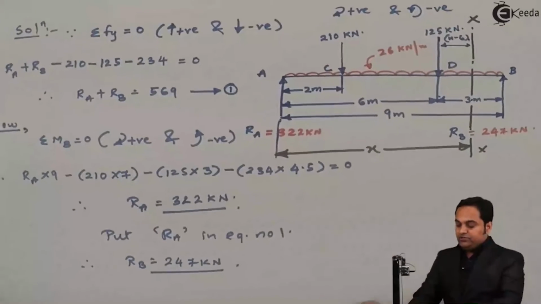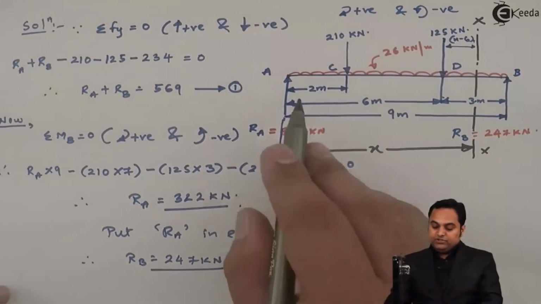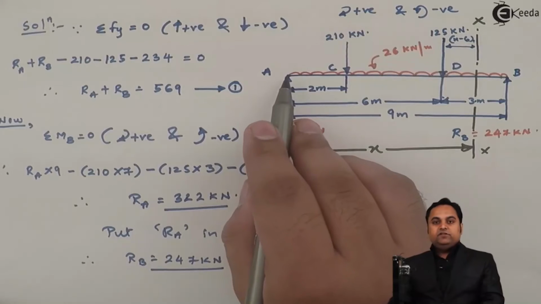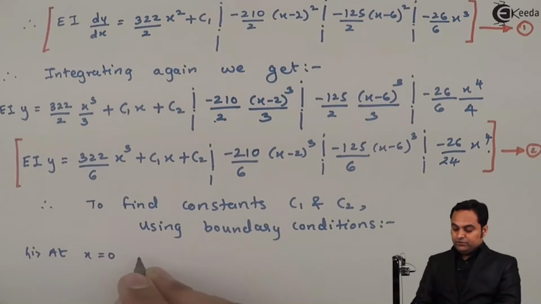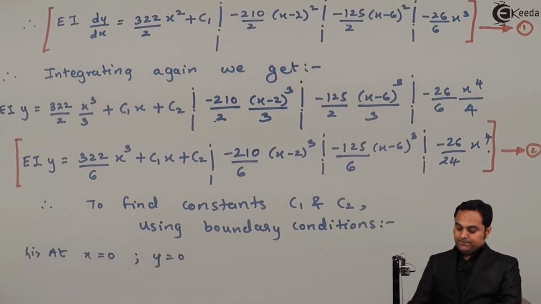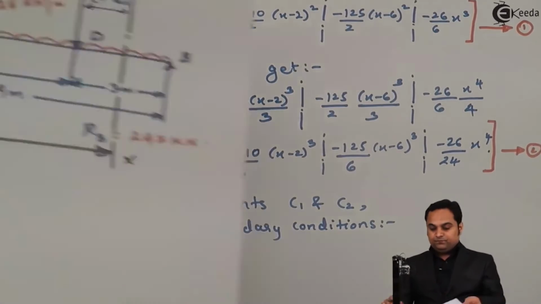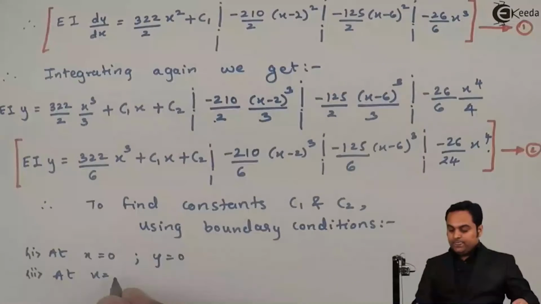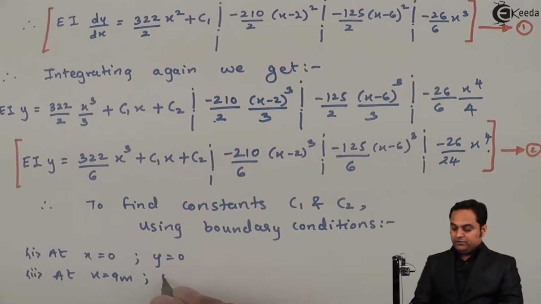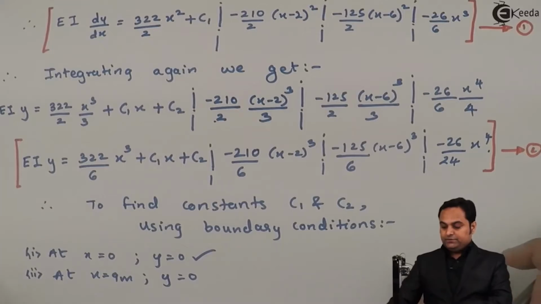So the first boundary condition will be when x value is 0, that is at point A, the deflection y is 0. So the first thing is at x is equal to 0, y is equal to 0, and here the second boundary condition would be at x is equal to 9 meters, that is at point B, again the deflection is 0. So at x is equal to 9 meter, y is equal to 0. So first I'll put the first boundary condition.